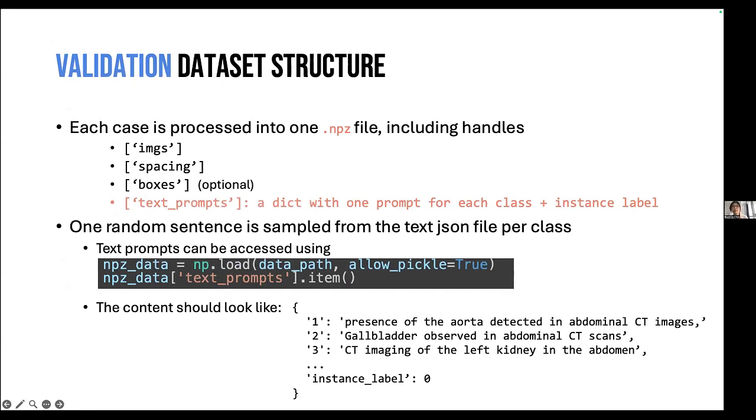For the validation set, there is a slight difference. Instead of having an additional JSON file, we added this information to each NPZ file directly under an additional key called text prompt. And this field will contain a dictionary with each class having one sentence randomly sampled from the corresponding list of text prompts. And we would also maintain the instance label information here as well. So we do provide the sample code here on the slides on how to access this information. And also on the lower right corner, you can see what the text prompt would actually look like once accessed.